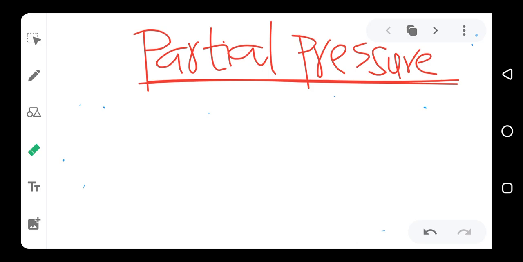In today's lesson, we want to look at Dalton's law of partial pressure. This law tells us that when we combine two or more gases, the total pressure this mixture is going to have will be equal to the sum of the pressures of the individual gases.